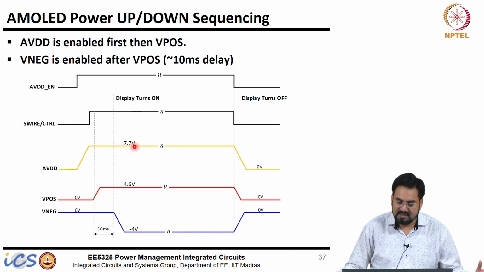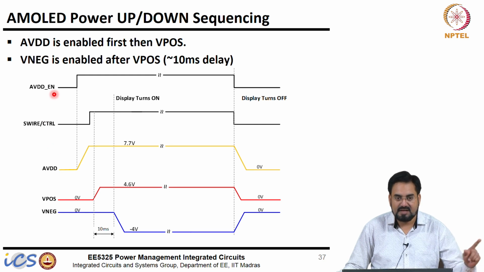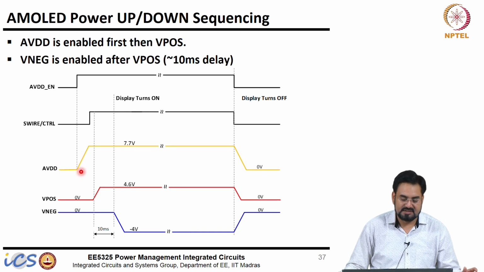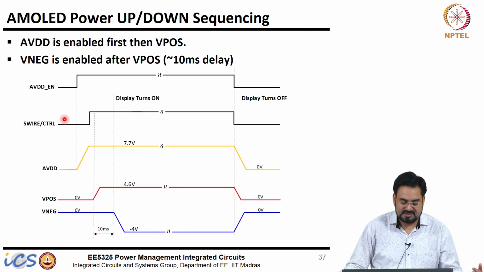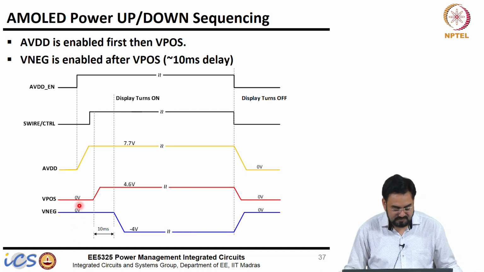By default, AVDD, we know, is regulated at 7.7 volt, and this is the control voltage, S wire. Just like in the backlight we had a separate enable signal for backlight, there is a separate enable signal for AVDD, but your positive and negative supplies are controlled by a single enable signal, which we call S wire or control signal, and the same signal is used to program the negative supply also. So, it is a single wire control which enables as well as controls the level of this negative supply.